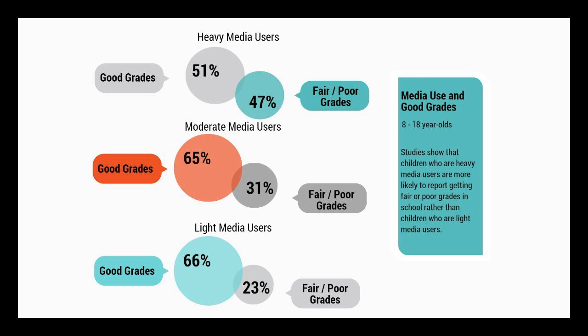Another study has shown that there is a slight correlation between media use and grades in school. Of heavy media users, 51% said they had good grades, and 47% said fair or poor grades. Of moderate media users, 65% reported having good grades, while only 31% reported having fair or poor grades. And light media users, an even bigger difference: 66% reporting good grades, while 23% rated fair or poor grades.